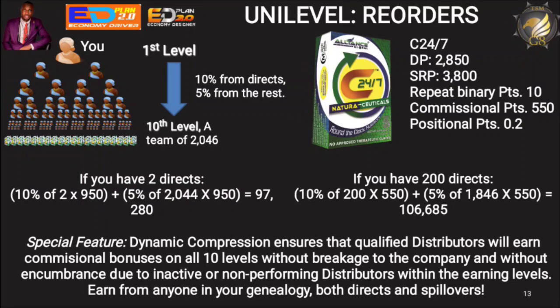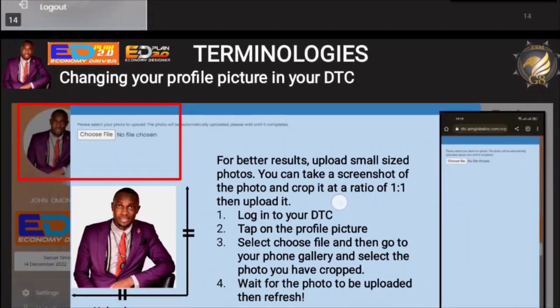The right calculation is supposed to be 10% of 2 people times 550 plus 5% of 2,044 people times 550. You'll get something like 35,000. And then this one will increase your income a little bit by around maybe something like 60, 70,000, okay? So that is how it is, okay?